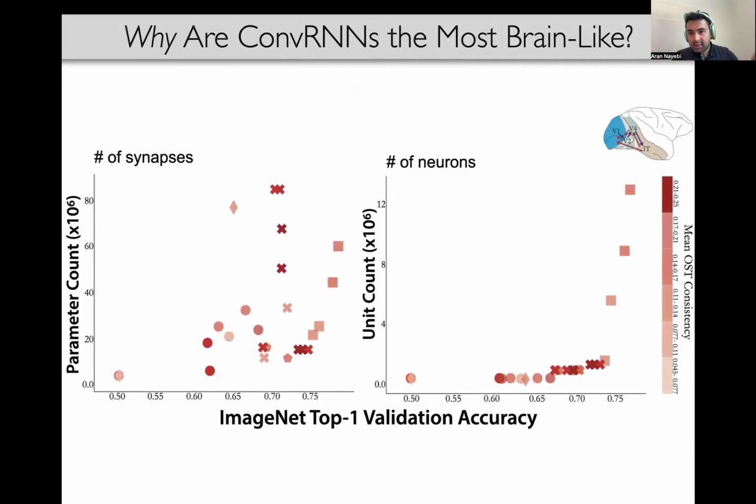And what we see is, if I take the same plot and just color it by its ability to match the primate object solution time consistency, so the redder you are, the better you are, that when size is measured as a number of parameters, or a number of synapses, the conv-RNNs, which are the x's here, that best match the object solution times aren't really differentiated by size in any meaningful way. In fact, lots of different choices of number of parameters can give rise to similar object solution times.